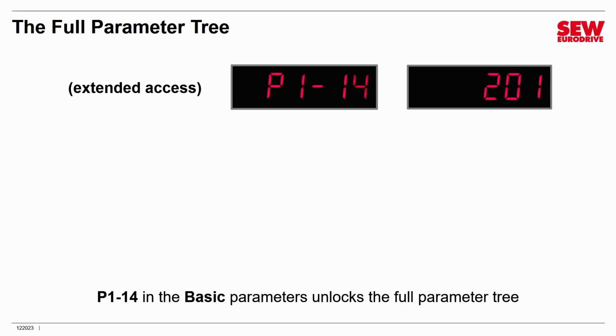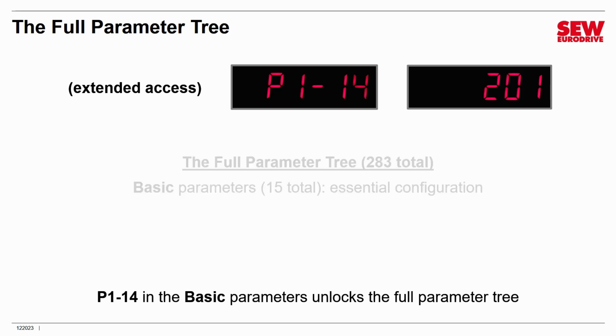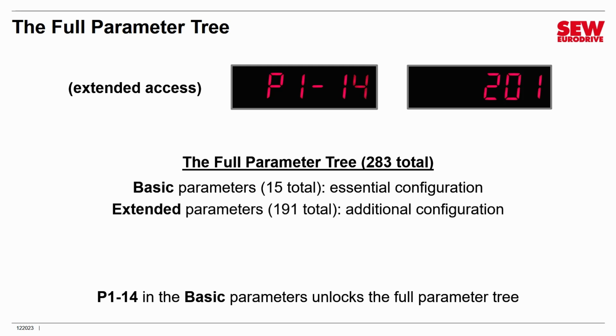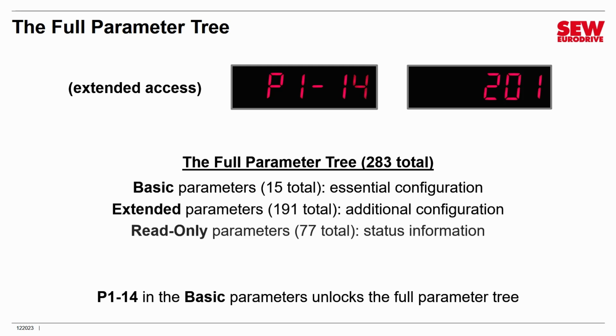So once you do this, a whole bunch of parameters will become visible. The basic parameters, of course, there are just 15. They will remain visible. They're used for essential configuration. There are 191 extended parameters. And then there's a group of 77 parameters which you can't change. They're called the read-only parameters for that reason. They provide status information about the VFD. So once you put a 201 into parameter 1-14, all of these become visible, the full 283.